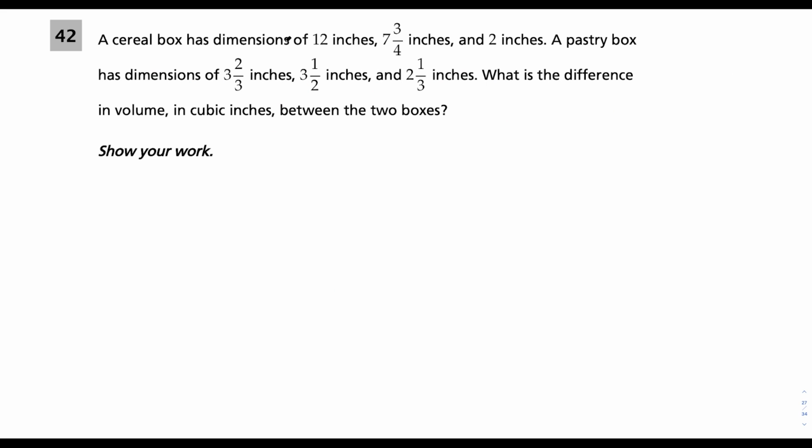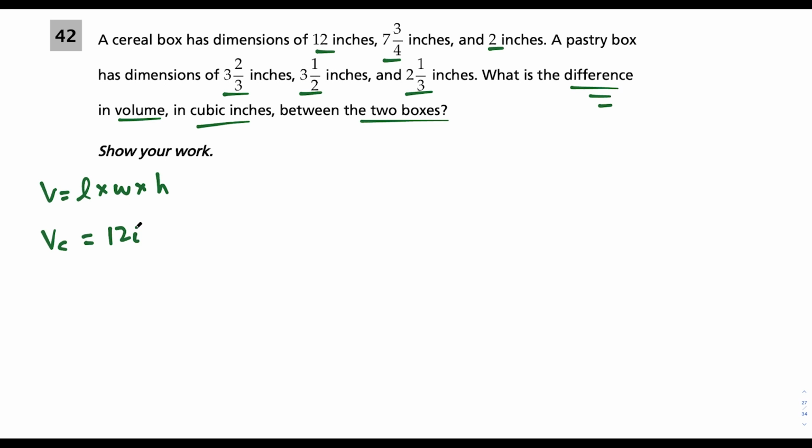Question 42, I have a cereal box that has these dimensions here and a pastry box with these dimensions here. And we want to know what is the difference in volume in cubic inches between the two boxes. Well, for this, we have to know that the volume of a rectangular prism is length times width times height. So for this one here, I would say the volume of the cereal box is going to be, the length is 12 inches. So I have 12 inches times the width is 7 3/4 inches.